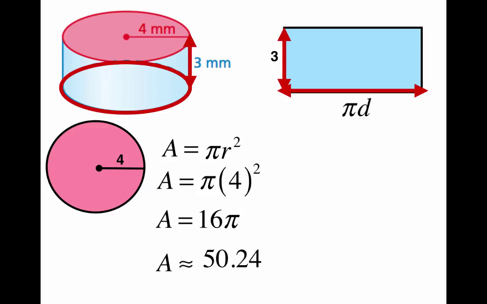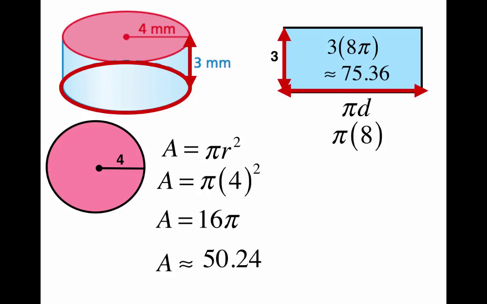What's diameter in this problem? Well, the radius is 4, so the diameter must be 8. So we got pi times 8. Now we can find our area. Area is going to be 3 times the 8 pi. 3 times 8 is 24 pi. And then grab a calculator and do 24 times 3.14.